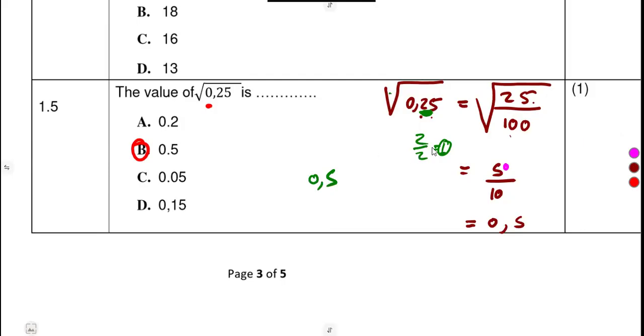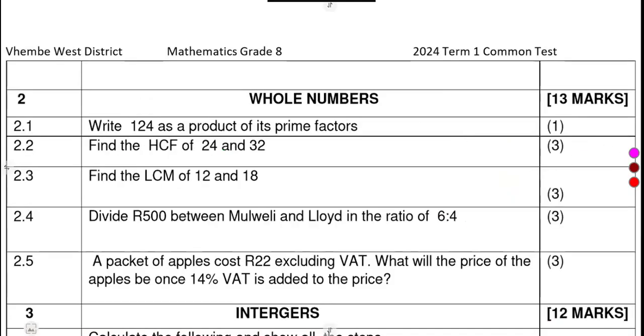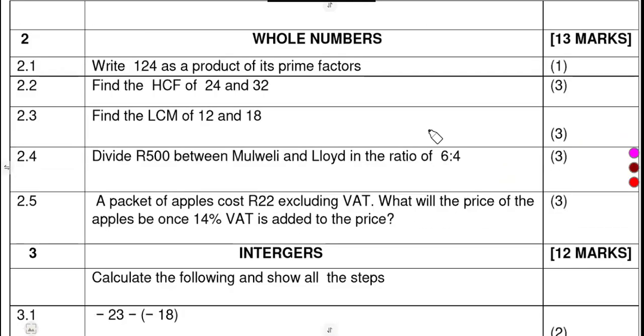You must be knowing how to simplify this one. Or you use this one, or you can just use your calculator. Since this one is multiple choice, it is even enough like that. On question number 2, we are given this part on our whole numbers, 13 marks.